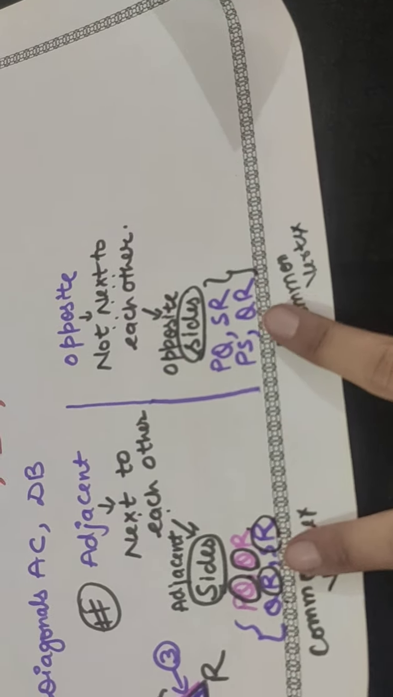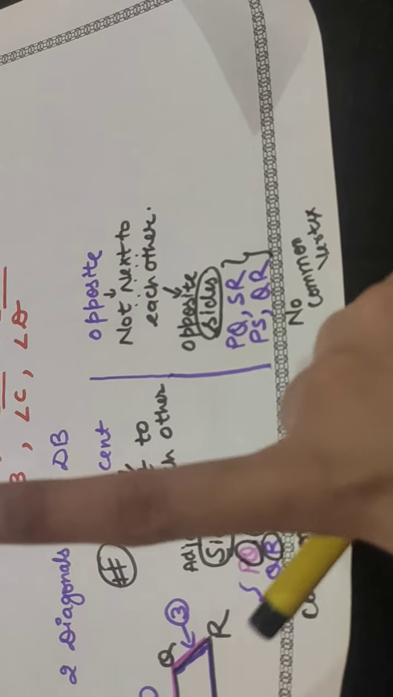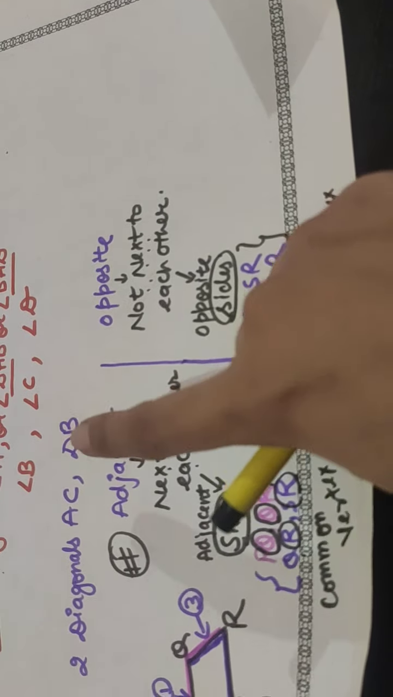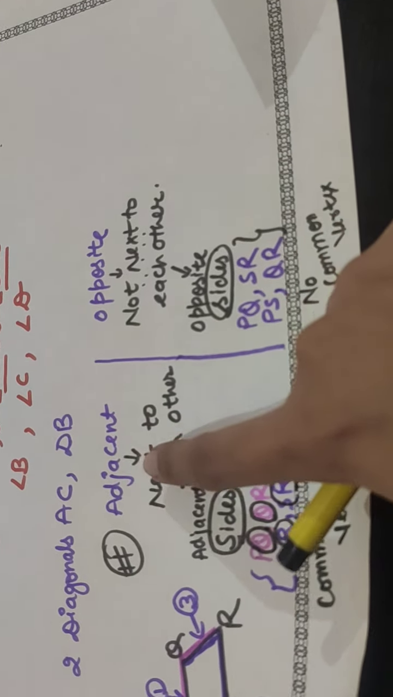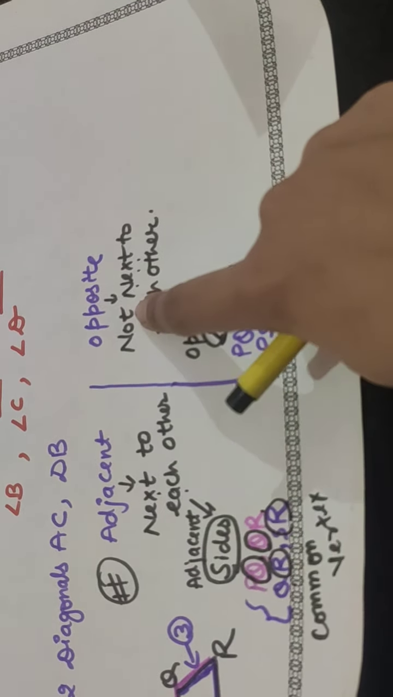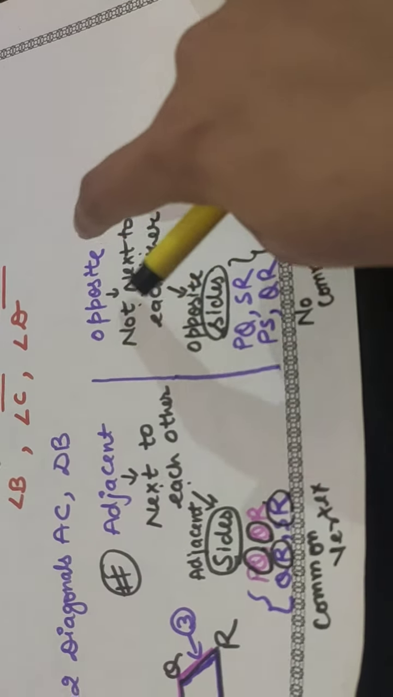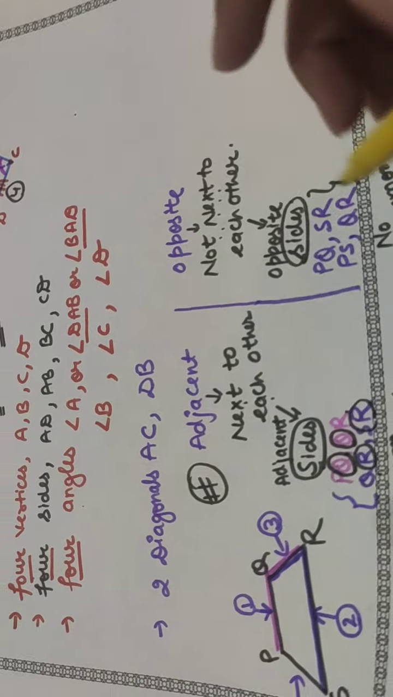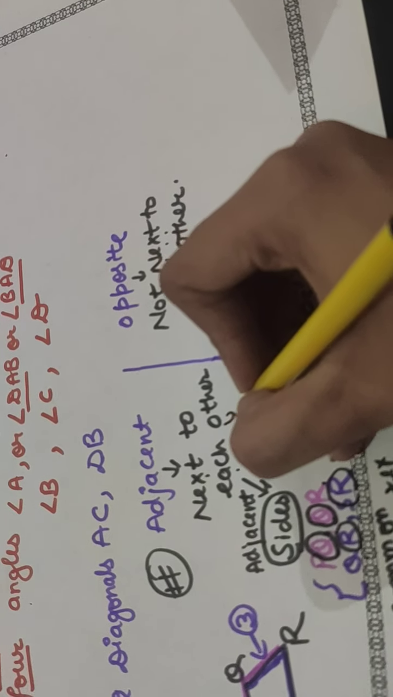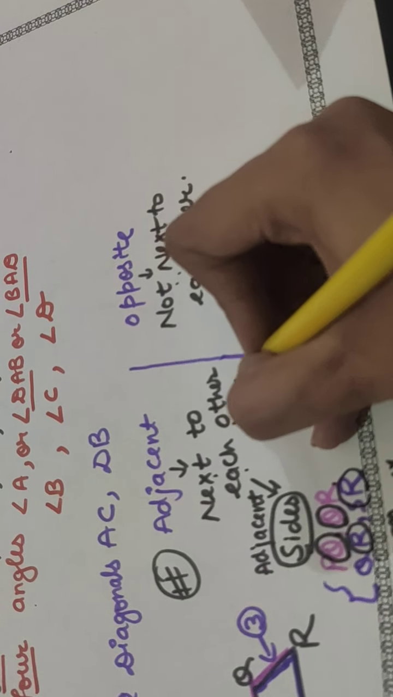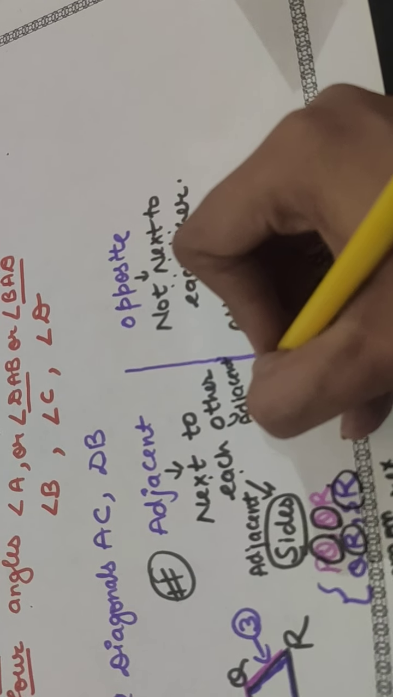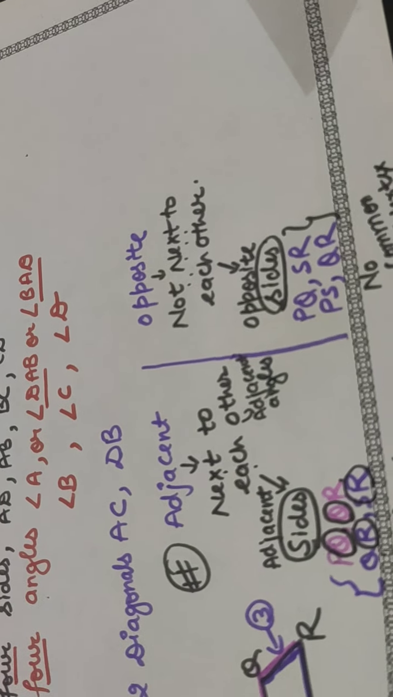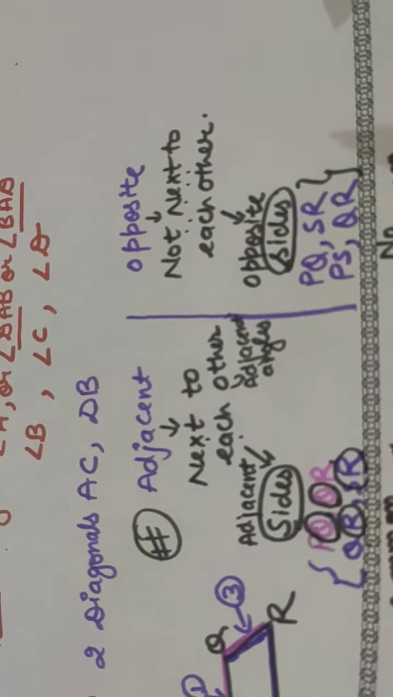But don't get confused. You just have to remember one thing, that adjacent sides are those sides which are next to each other. Opposite sides are those sides which are not next to each other. Similarly, we can find out the adjacent angles. The angles which are next to each other will be known as the adjacent angles.